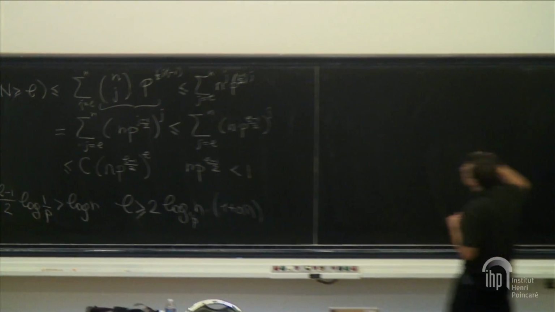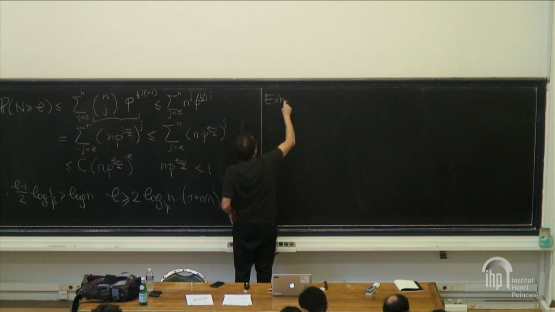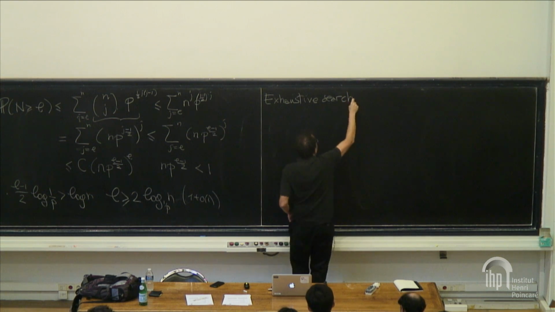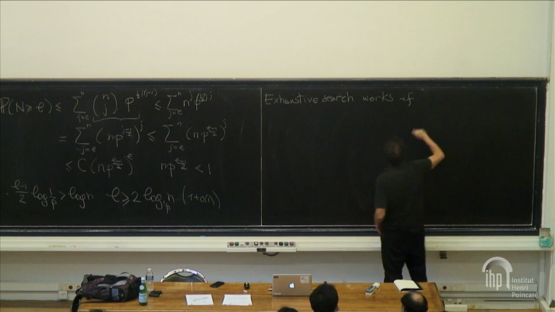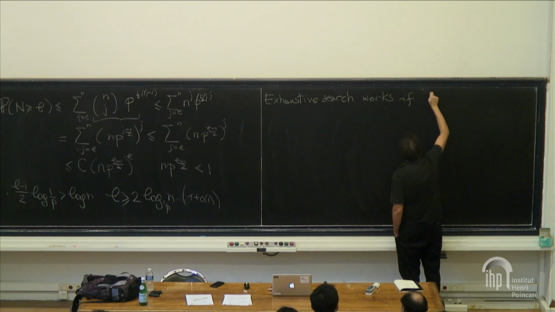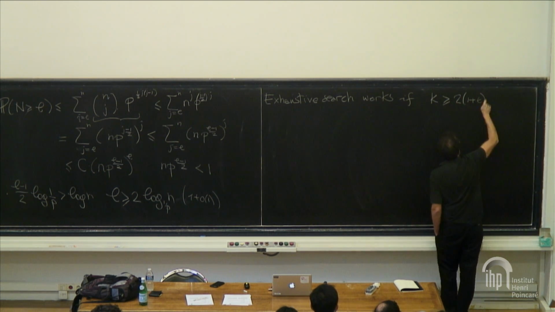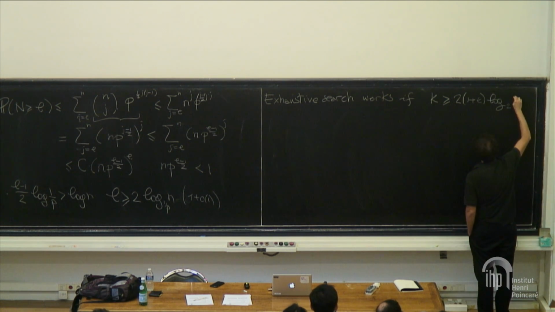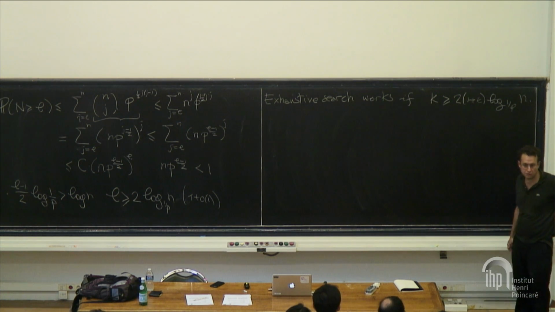So this suggests that exhaustive search works if k, the size of the clique, is bigger than 2 times (1 plus epsilon) log n. So let's say that we are taking p equal 1/2. For general p it is like this. Here I'm thinking of p of order 1, of course.